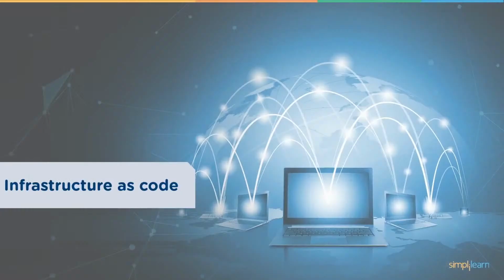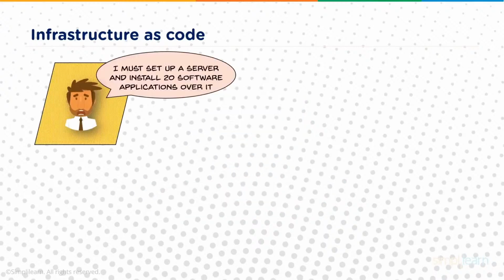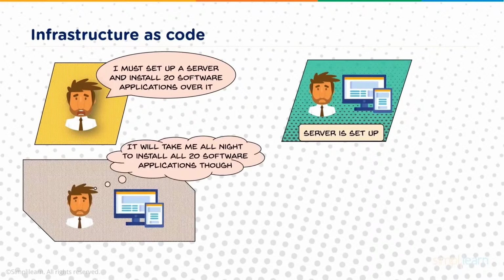Another important term often used with Chef: infrastructure as code. So let's understand what this term infrastructure as code means through this small story. So here's Tim. Tim's a system administrator at a large company. Now he receives a task. He has to set up a server and he has to install 20 software applications over it. So he begins. He sets up the server, but then it hits him. It would take him the entire night to install 20 software applications.